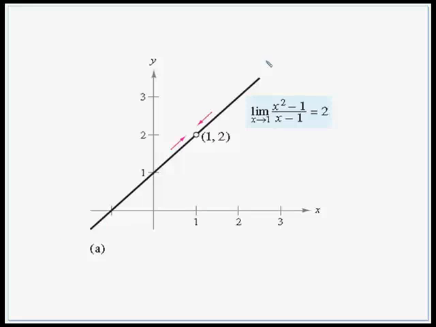And here's the picture that came with the book. Here's our function, x squared minus 1 divided by x minus 1. We were looking at the limit as we approached 1. What happened as we approached 1 on the x-axis from either side? Well, we were approaching the hole in the graph right above x equals 1. And the height of that hole on the y-axis was 2.